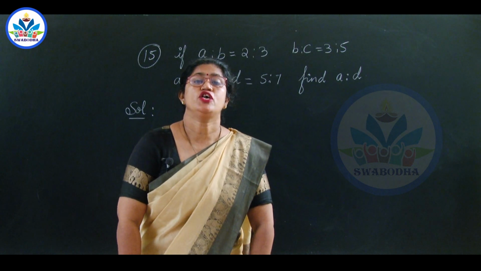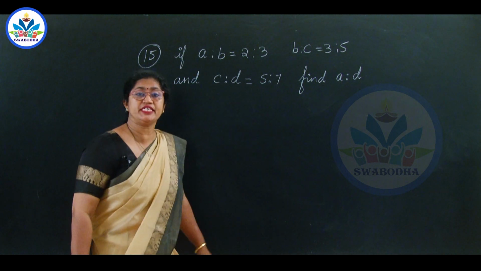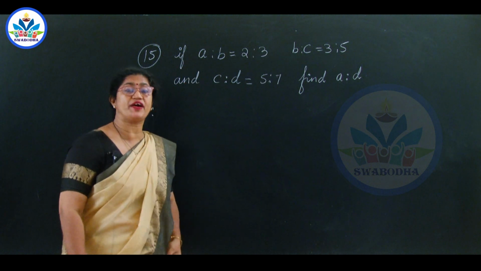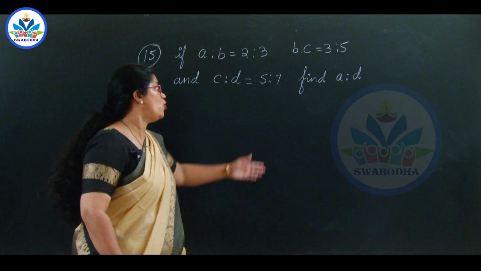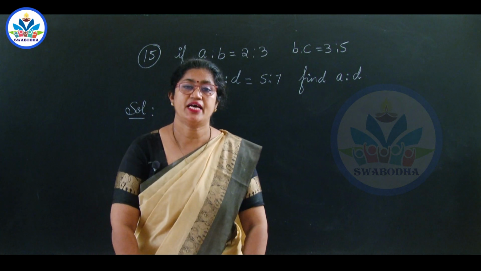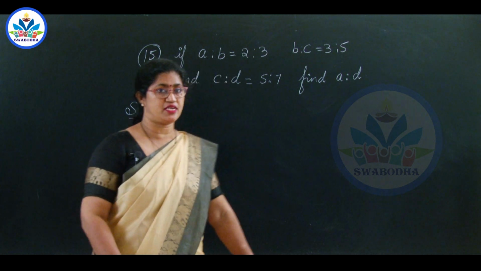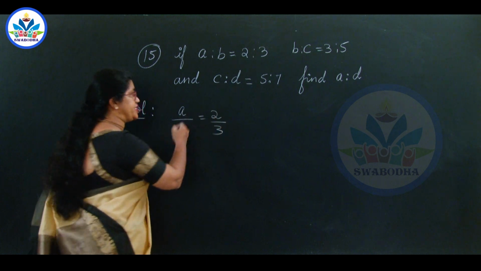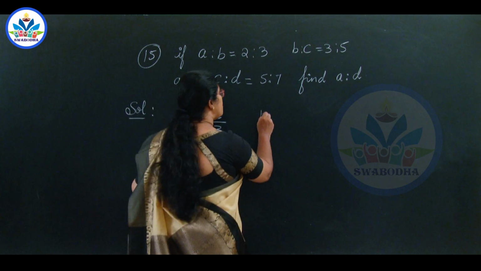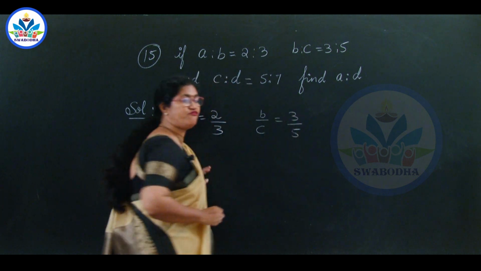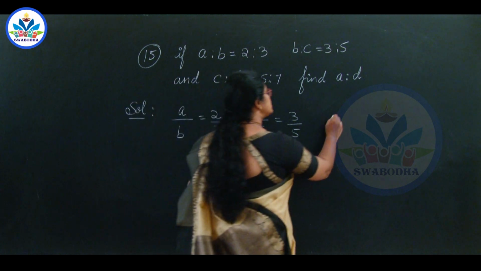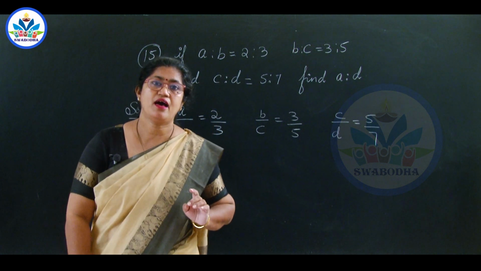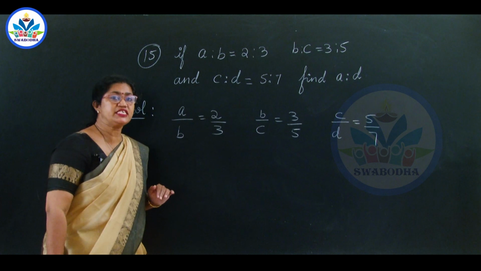Question 15, you are given three ratios. A is to B is 2:3, B is to C is 3:5, C is to D is 5:7. You are asked to find what is the ratio A is to D. Let us write them first in the form of fractions. So if I write it in the form of fractions, first one becomes A by B is 2/3. The next fraction is B by C is equal to 3/5, and the next one is C by D is equal to 5/7.